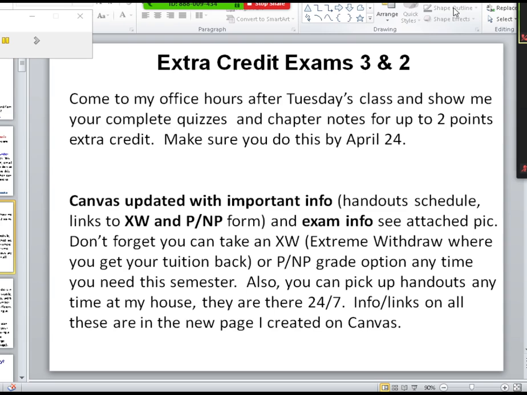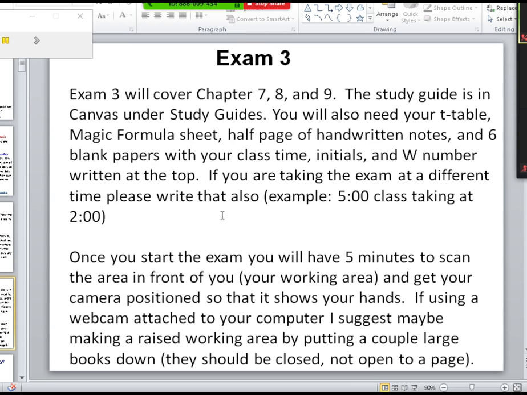Okay, good. And then we've got exam 3. This one covers chapters 7, 8, 9. The study guide is in Canvas under study guides. That's the best way to study. The study guide will have everything that you need to know for the exam, and all the solutions are also posted in there as well.